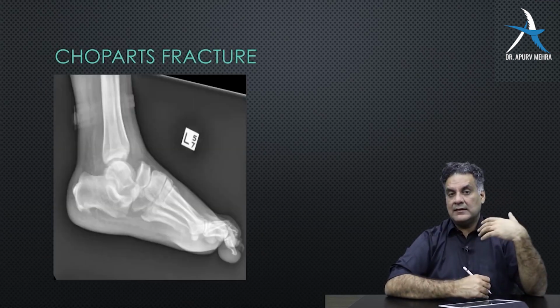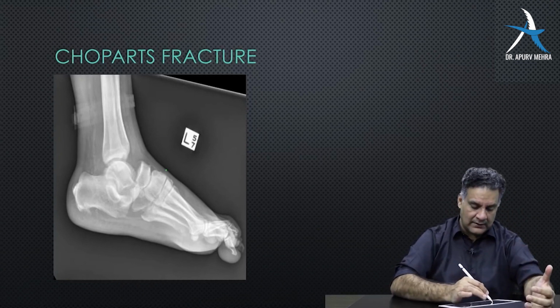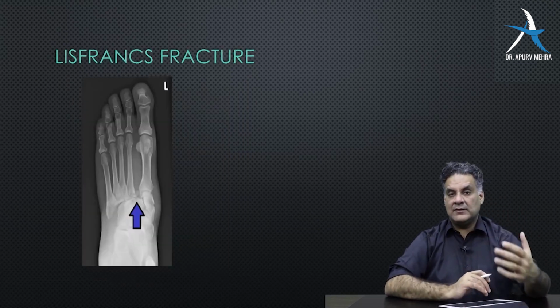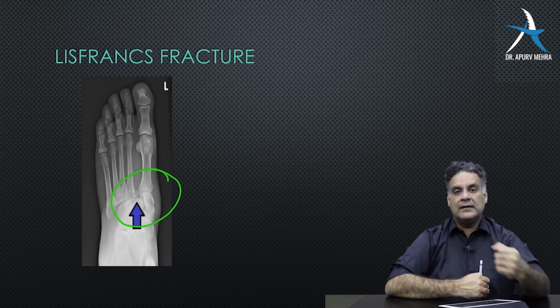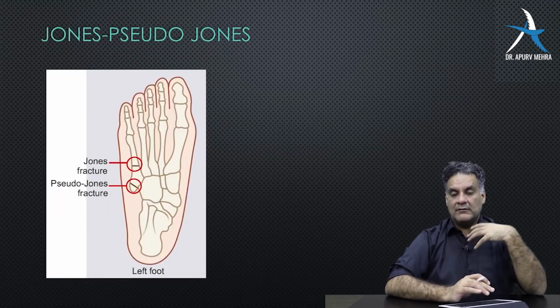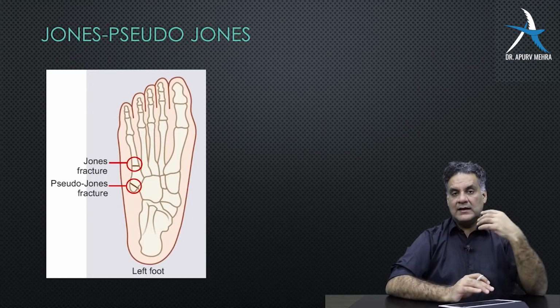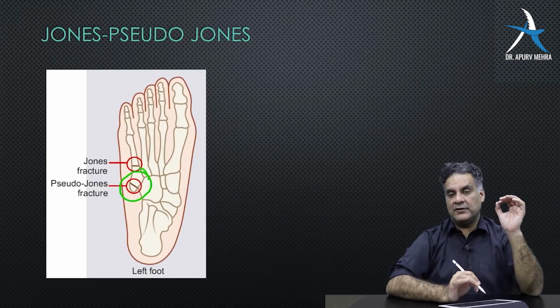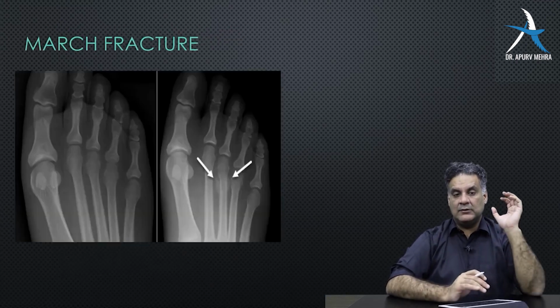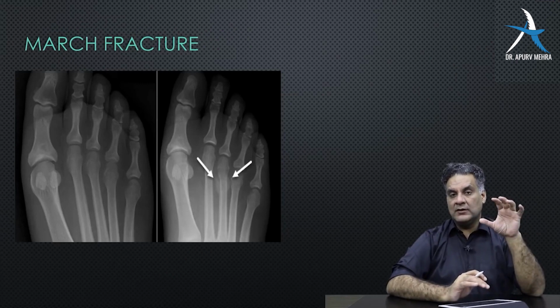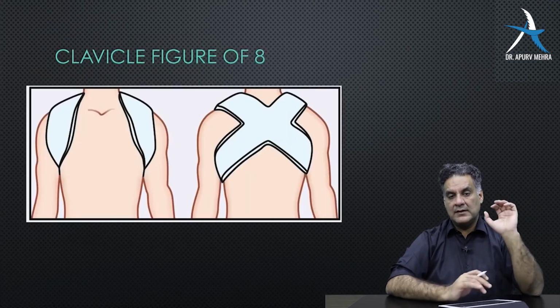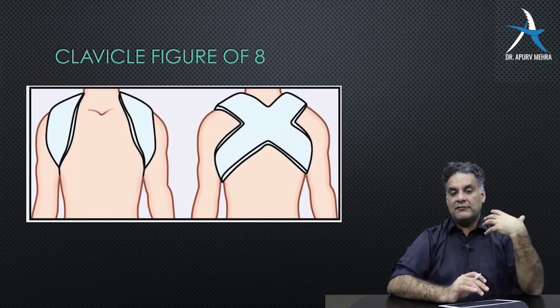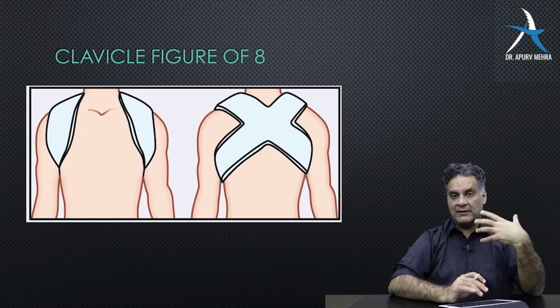And when there is damage to the intertarsal area, it's called a Chopart's injury. And when there's damage to the tarsometatarsal area, it's called a Lisfranc's injury. When you look at the Jones and pseudo-Jones, remember Jones fracture is a little distal, whereas pseudo-Jones fracture occurs at the tip of the fifth metatarsal base. And when you look at the March fracture, it involves the second and the third metatarsal neck more than the shaft. And clavicle, the braces, figure of 8 bandage, which is for the clavicle fractures.